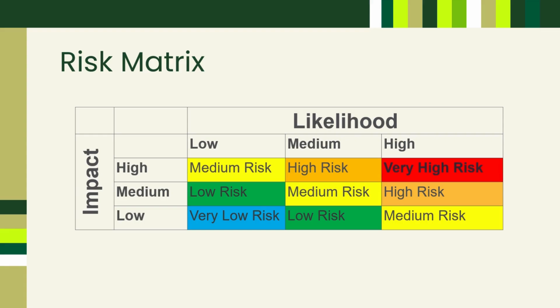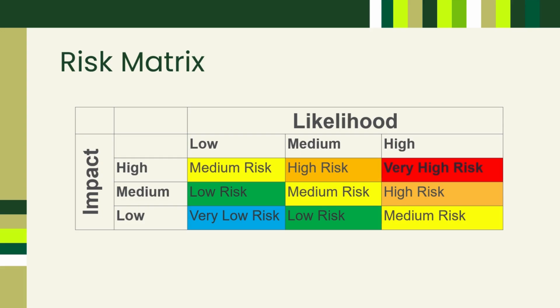So basically the way this works, you're looking at impact. If this thing happens, how big of a deal is it going to be? You've got low, medium, and high. Then at the top, you have likelihood. How likely is it that this thing is going to happen?